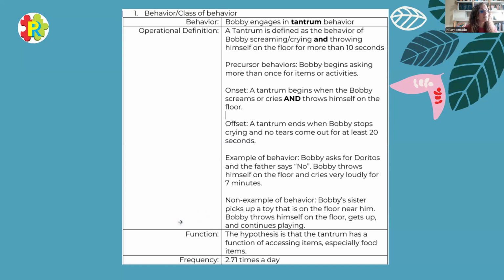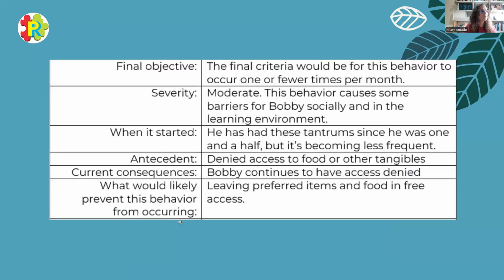The hypothesis is that the tantrum has a function of access to items, especially food. And it is happening with a frequency of 2.71 times a day. What's our final objective? What's the objective of our intervention here? The final criteria would be for this behavior to occur 1 or fewer times per month. Severity, moderate. This behavior causes some barriers for Bobby socially and in the learning environment.